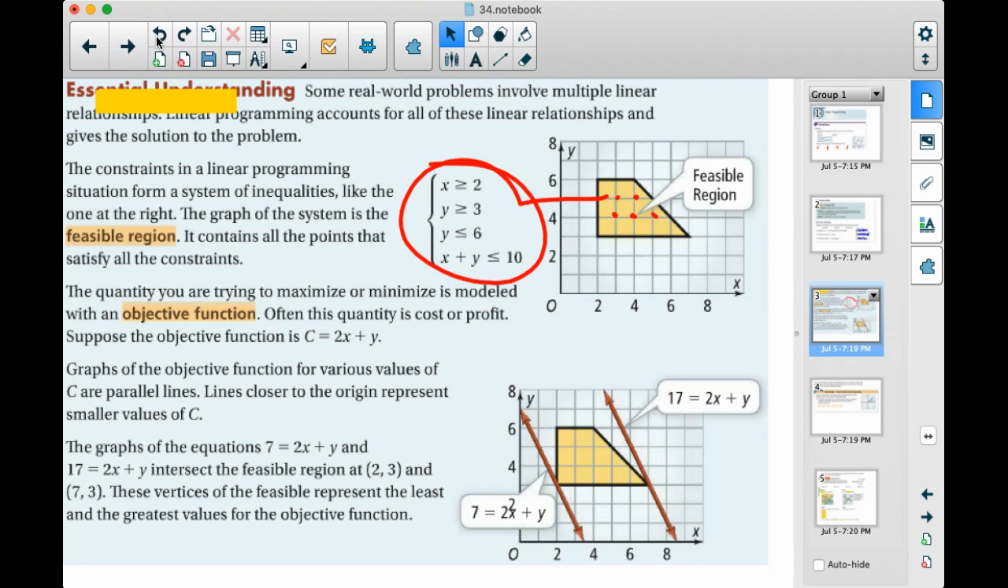The graphs of the equations 7 equals 2x plus y and 17 equals 2x plus y intersect the feasible region at (2, 3) and (7, 3). So those are here and here. These vertices of the feasible region represent the least and the greatest values for the objective function.